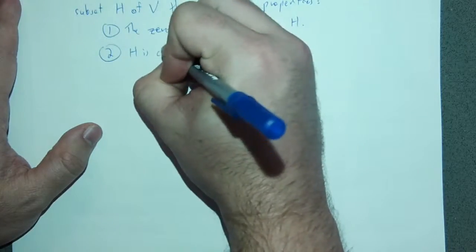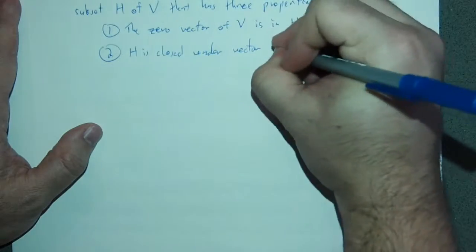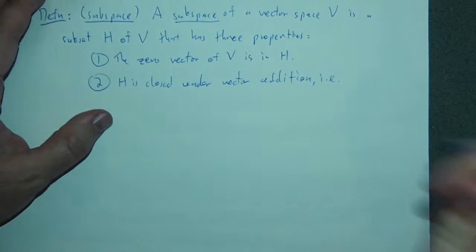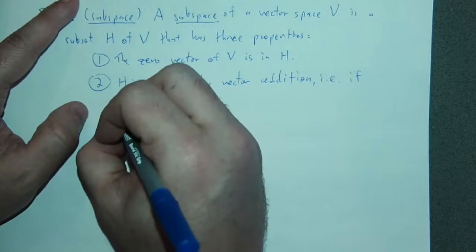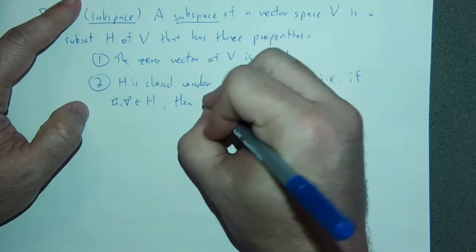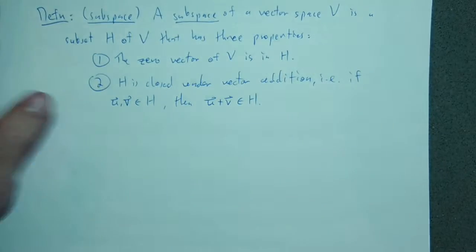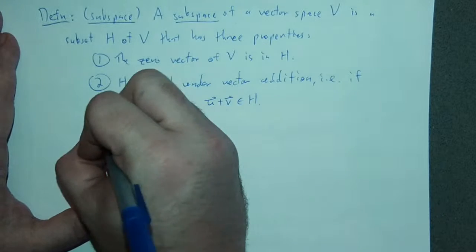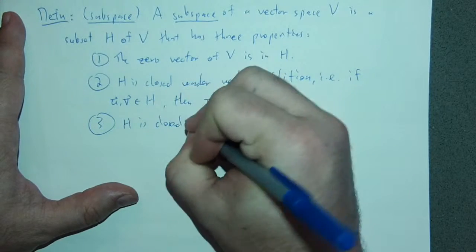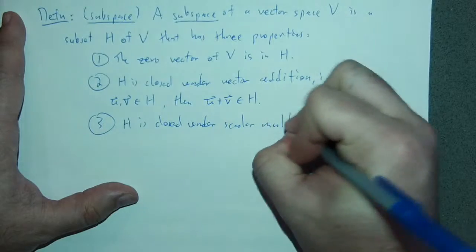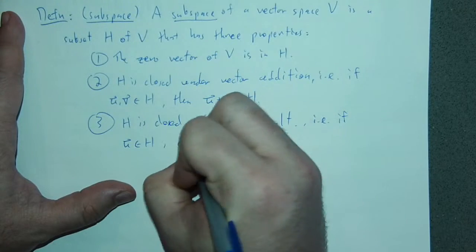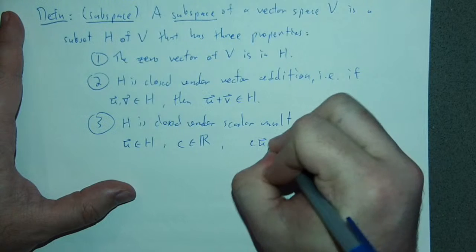Secondly, H is closed under vector addition, i.e., if u and v are in H, then u plus v is in H. And lastly, H is closed under scalar multiplication, i.e., if u is in H and c is a scalar, so it's just something in R, then cu is in H.